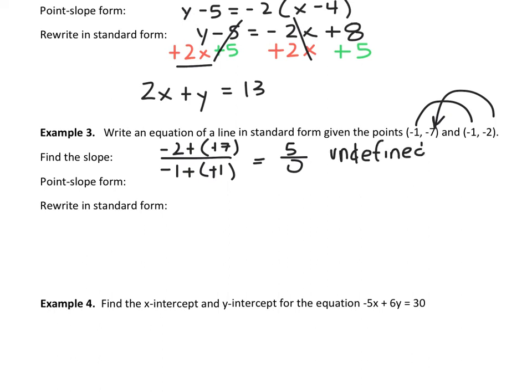So you have a slope that's undefined, which means it's a vertical line, and the equation is going to be x equals negative 1. That's going to be your equation in all 3 forms. It's a vertical line at x equals negative 1.